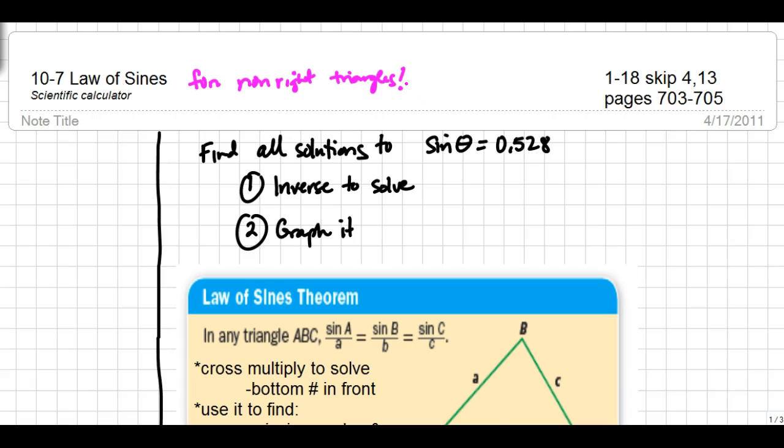Right triangles use SOHCAHTOA. So if it's a right triangle, go ahead and figure out if you're going to use sine, cosine, or tangent using SOHCAHTOA. If it's a non-right triangle, you may be using the law of sines to calculate. And you will use the law of sines for finding both missing sides and missing angles.